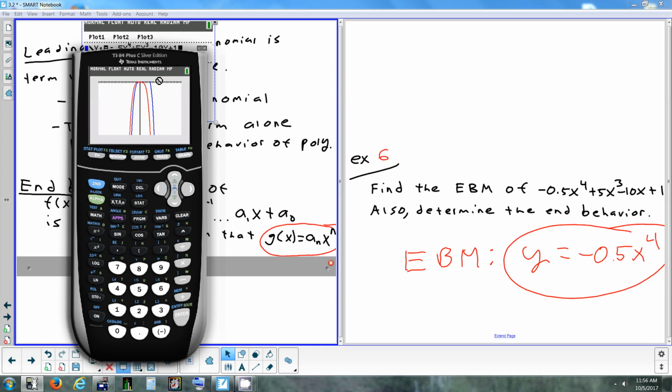Any questions on that? Any questions on the difference between end behavior model and end behavior type? What's type again? Type is the up or down, that's the arrows. And the model is an equation.